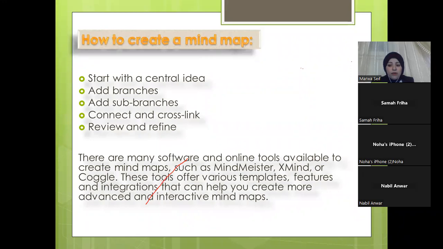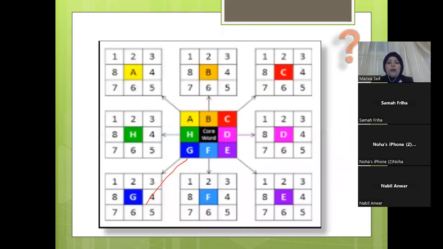XMind, this is another website, and Koggle for making templates of mind maps. By the way, you either provide your students with mind maps or ask them to work in groups to create their own mind maps. And thus you promote and provoke the work of their minds and their critical thinking skills. Have a look at this shape, please, because this is the third technique I'm going to tackle today in my presentation. What is this shape called in methodology?